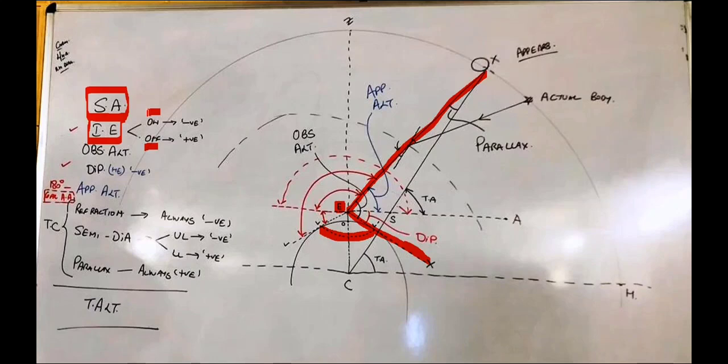If the index error is on, you put it off. Off means negative or minus. And if the index error is off, you put it on. On means positive or plus. So that is how we apply the index error.